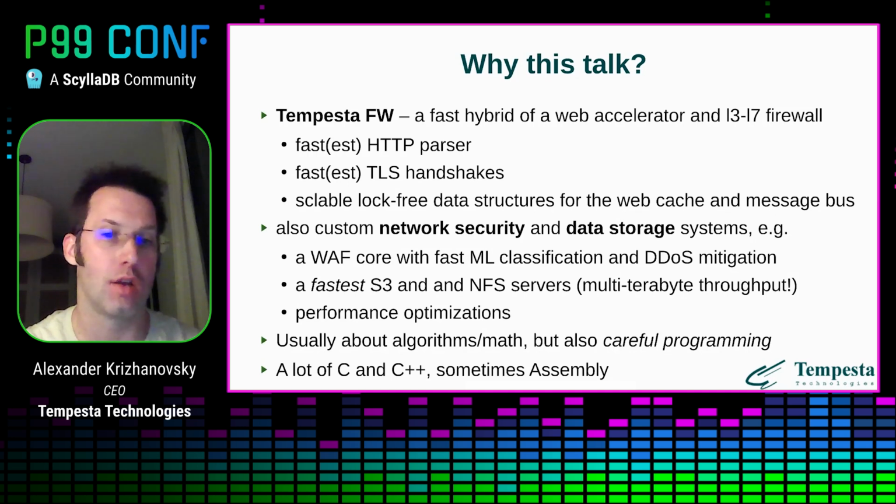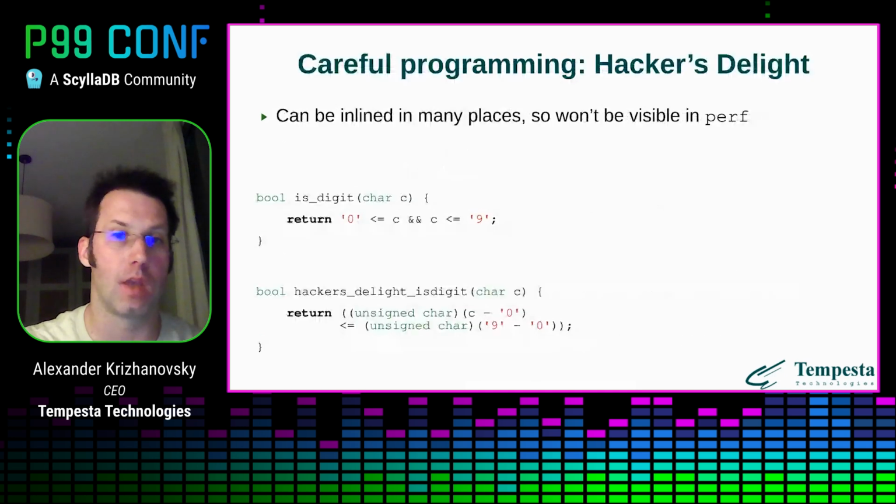Also, we have our client projects, typically network security and data storage systems. That could be custom machine learning classification for web application firewall, or high performance regular expressions for DDoS mitigation, or it could be S3 or NFS servers. At the moment, our client demands us to build the fastest S3 and NFS servers. Besides whole projects, from time to time, our clients ask us to optimize existing software. And typically, the most performance comes from algorithms and mathematics, but it is also a lot about careful programming and getting the maximum from your compiler and hardware. Typically, we use C and C++, and sometimes we use assembly.